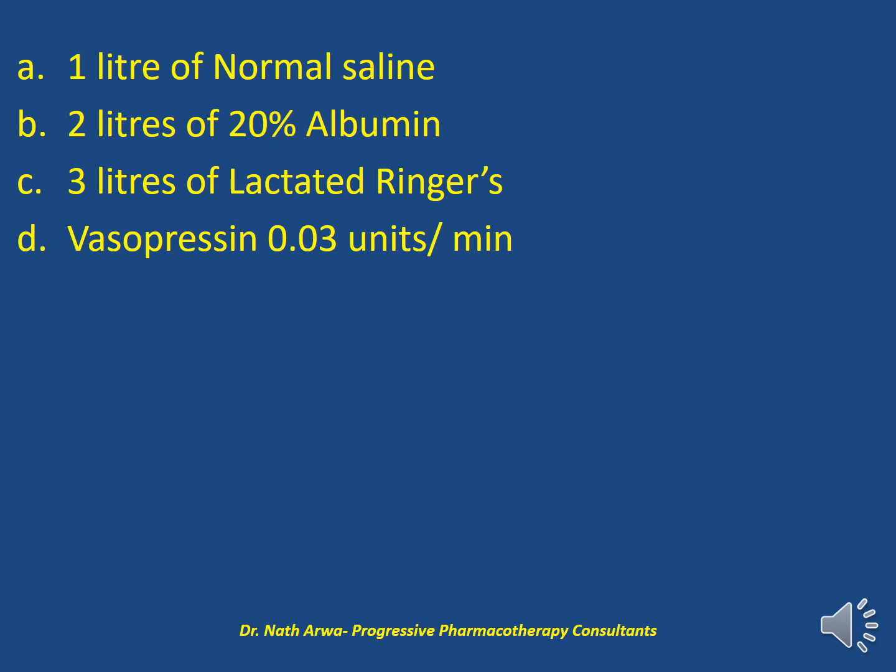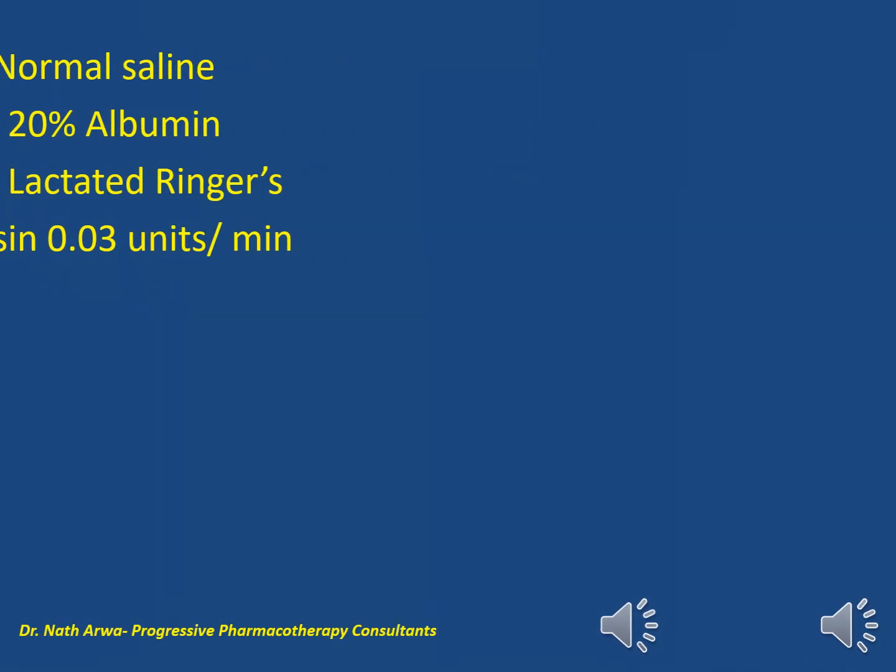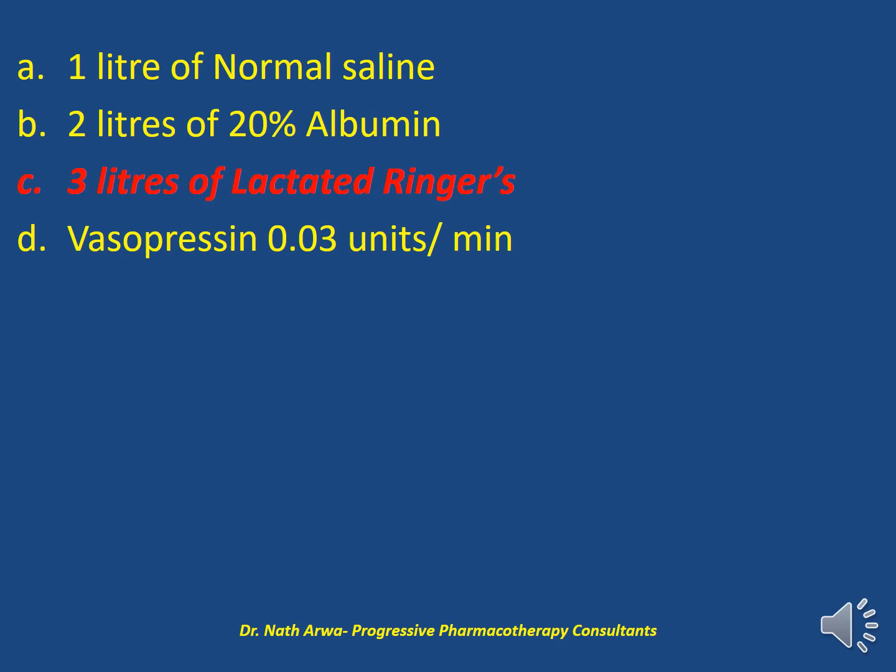Would it be a liter of normal saline, 2 liters of 20% albumin, 3 liters of Ringer's lactate, or vasopressin administered at a dose of 0.03 units per minute? I'll give you 10 seconds to choose the correct option. So in my opinion, C is the correct answer.